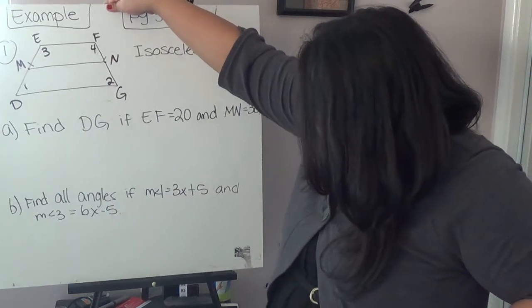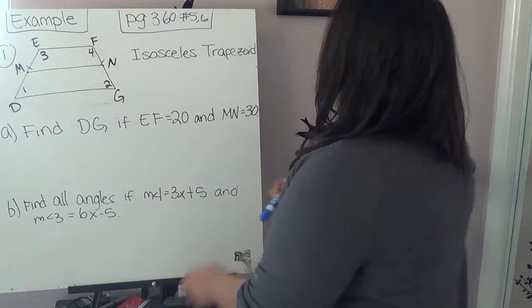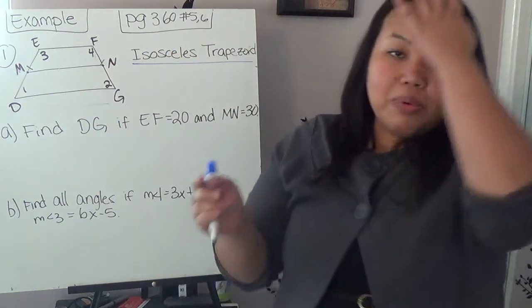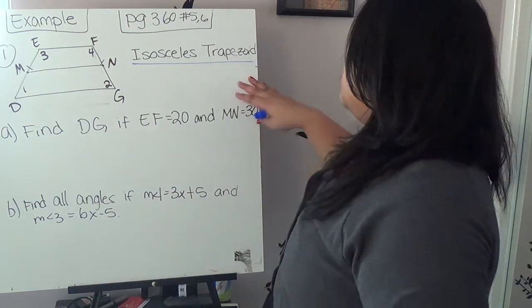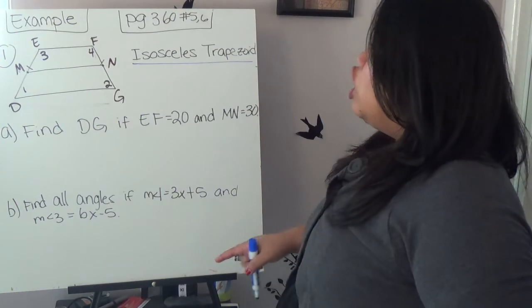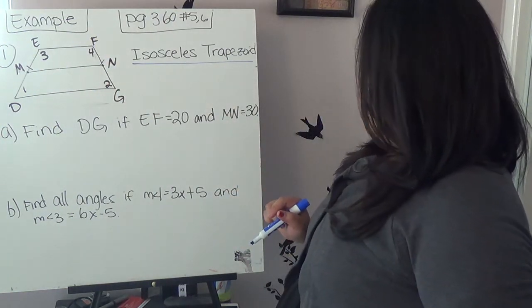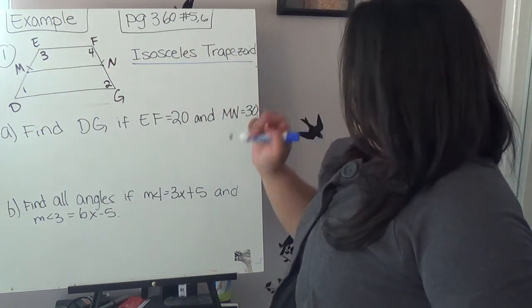Alright, so this first one, it tells us already that it's an isosceles trapezoid. Remember, you can't just apply properties that you know. It has to tell you, is it a parallelogram, is it a square, is it a trapezoid? This one is telling us that it's an isosceles trapezoid. So we know definitely that ED and FG are equal because they are the legs.